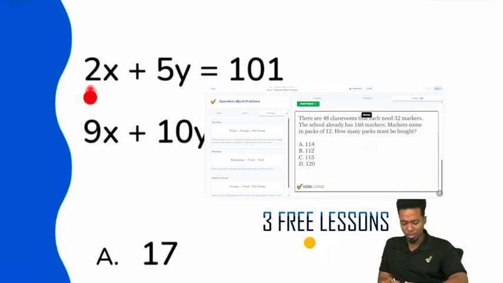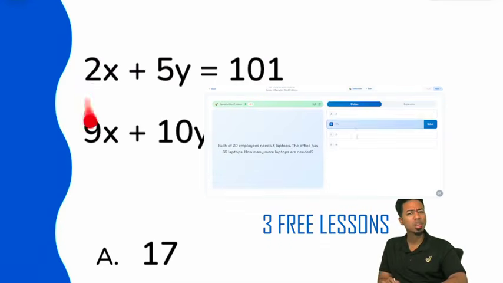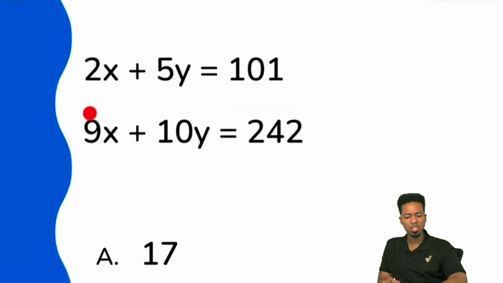So everybody, do we have 2 and 9? Are these the same numbers? Can we cancel those? No, we can't cancel those because 2 and 9, they're not the same number. What about 5 and 10? Are 5 and 10 the same number? Could I cancel those?